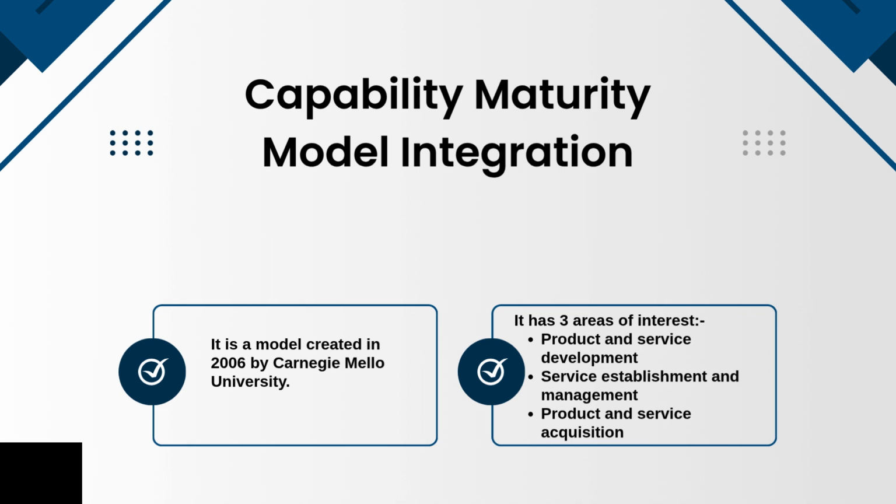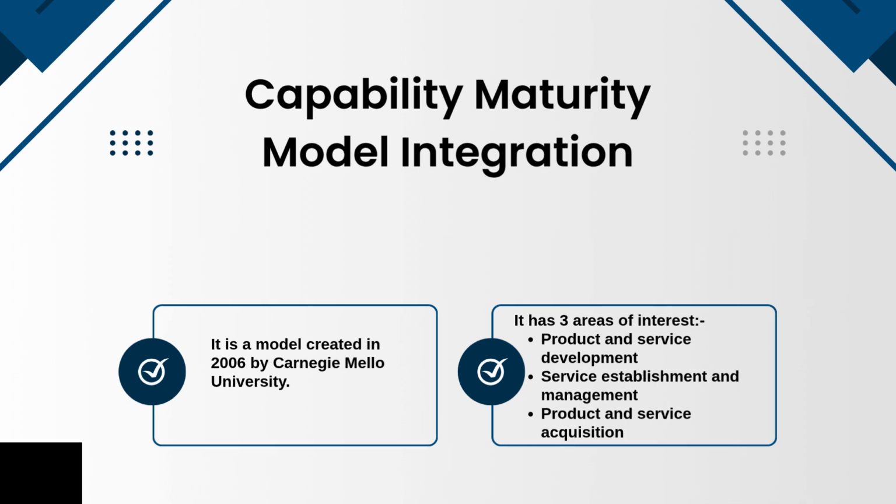As shown on this slide, CMMI focuses on three main areas of interest. The first area is product and service development. This area focuses on the process of developing products and services. It includes activities such as planning, designing, developing, testing, and improving products or services to ensure they meet customer requirements and quality standards. The second area is service establishment and management.